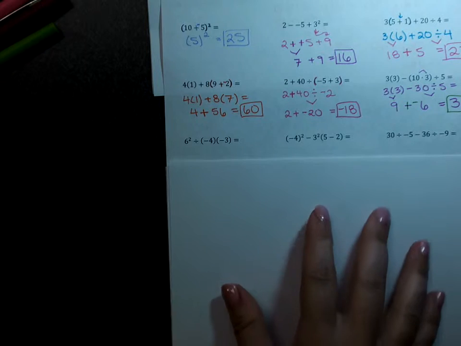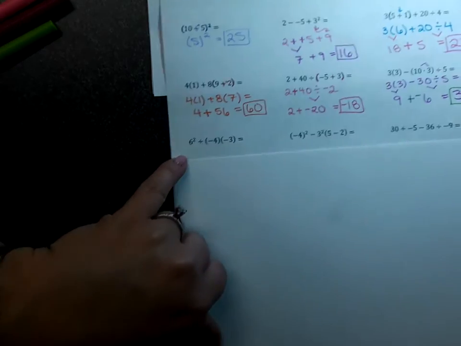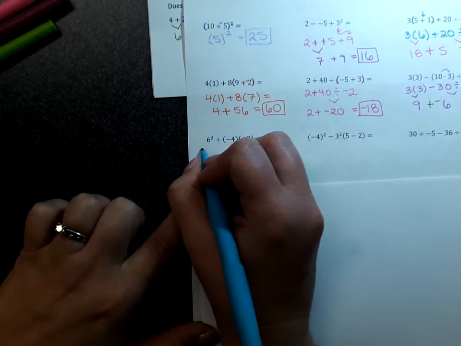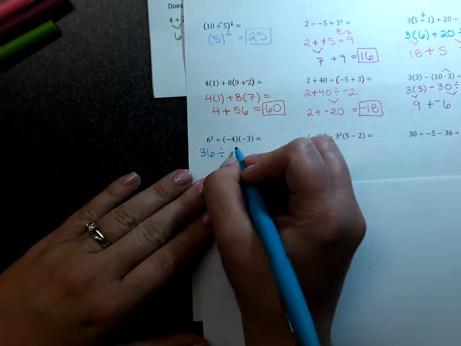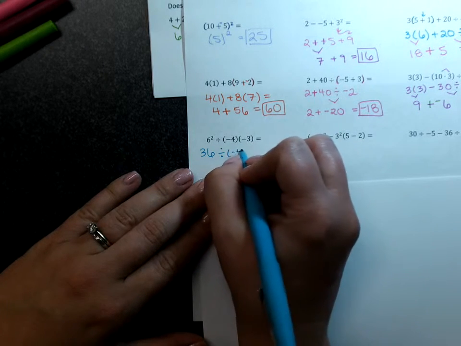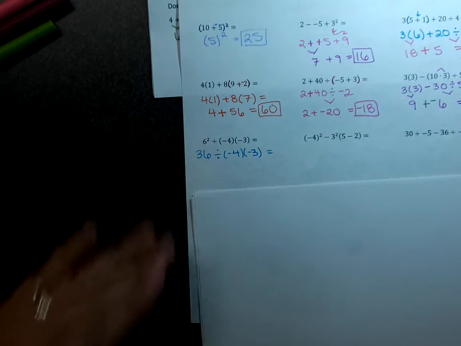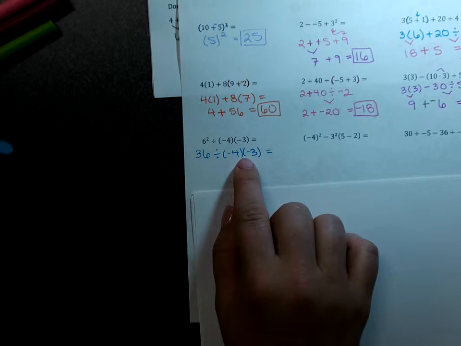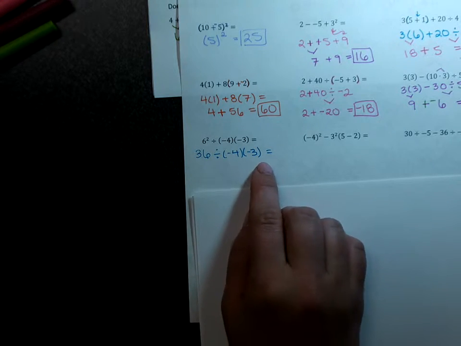Six squared. So we have 6 squared divided by negative 4 times negative 3. We're going to do 6 squared first, which is 36, divided by negative 4 times negative 3. Now be very careful on this one. I have screwed this one up several times. Remember, this only indicates multiplication, and we do multiplication or division from left to right.